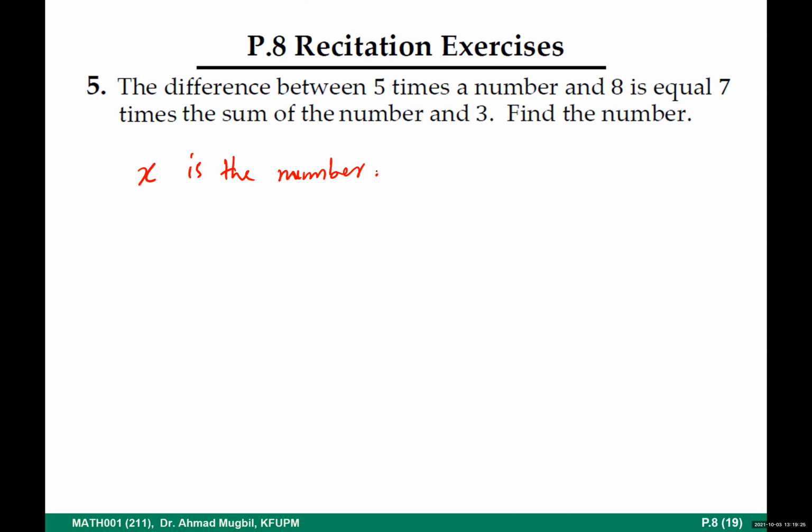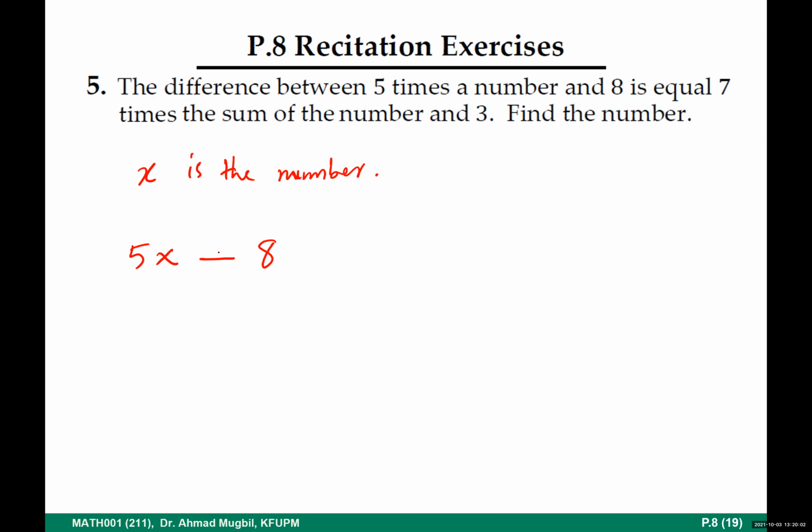So we assign the variable X to be the number. Now, he said the difference. So we have what here? Subtraction. The difference between what and what? Between five times the number and eight. So my question here, why is it not eight minus 5X? Following the order of the question, what is given first should be first. If he said the difference between 8 and 5 times the number, it is 8 minus. It is mentioned from left to right, so it is 5x minus 8.